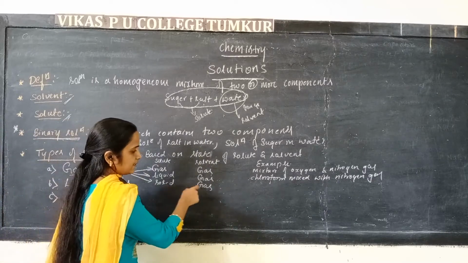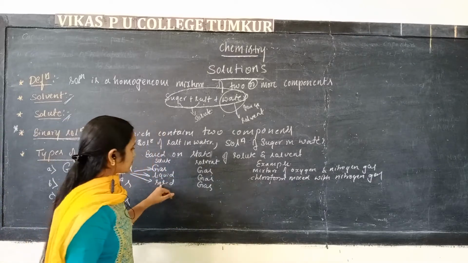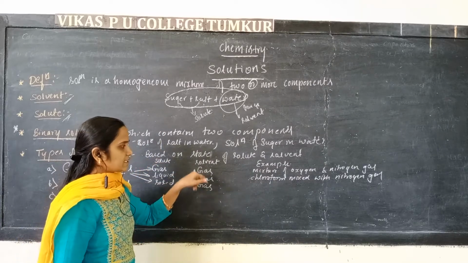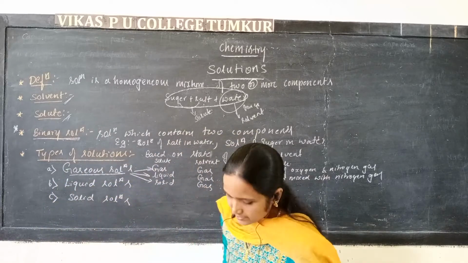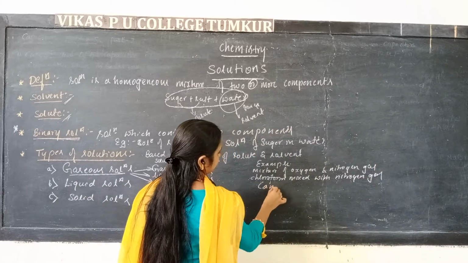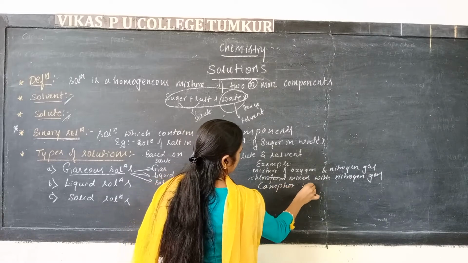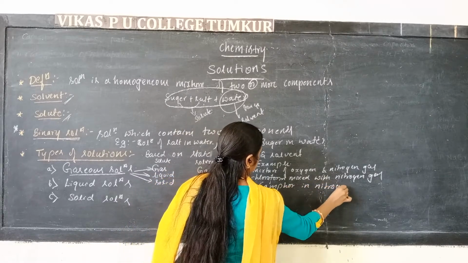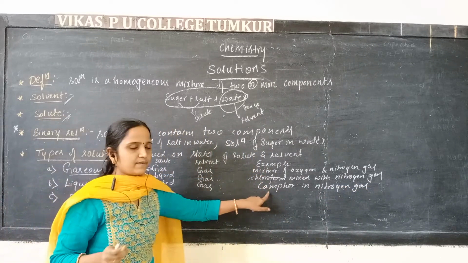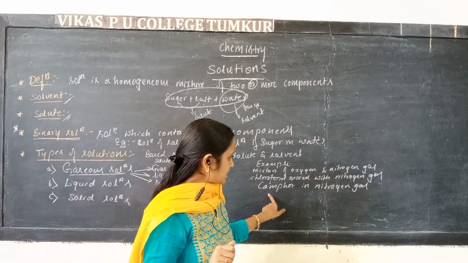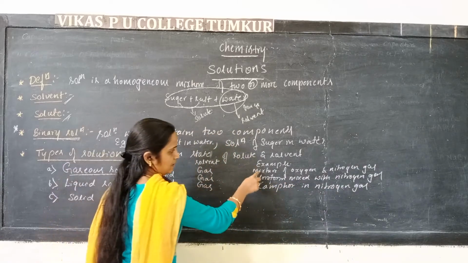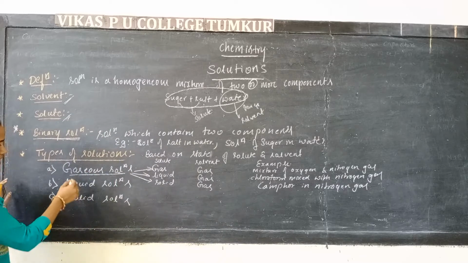Then the third type: solid and gas. The solid is dissolved in the gas, so the solid is the solute and the gas is the solvent. An example for this is camphor in nitrogen gas. We know that camphor is in the solid state and nitrogen is in the gaseous state. This type of solution we also call a gaseous solution.